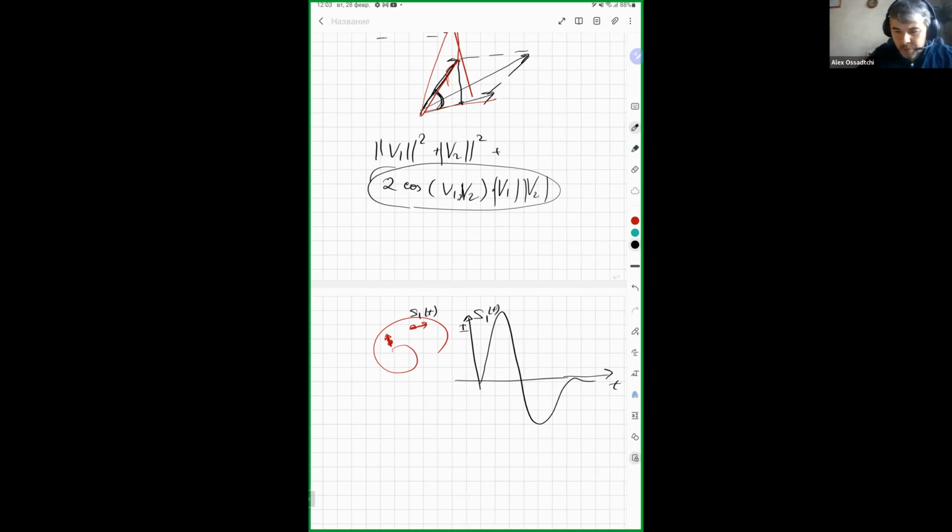And the second dipole, let me draw it in the same place, so not S1, S2, but I just do it with the green color. Then the other one, let's say, let it be active with this kind of profile. And this will be S2 of t.